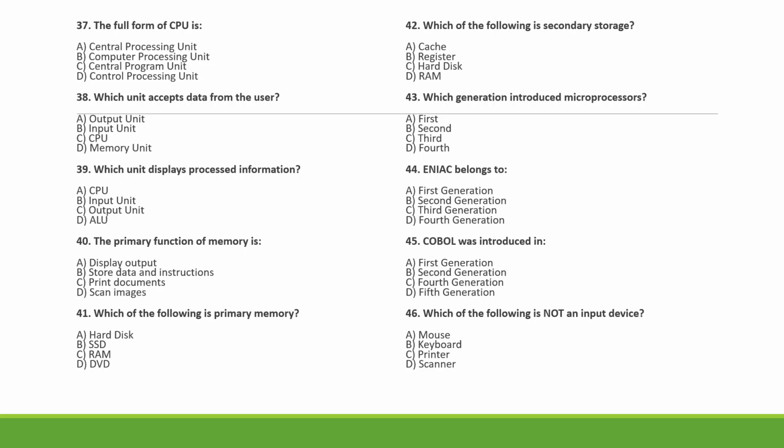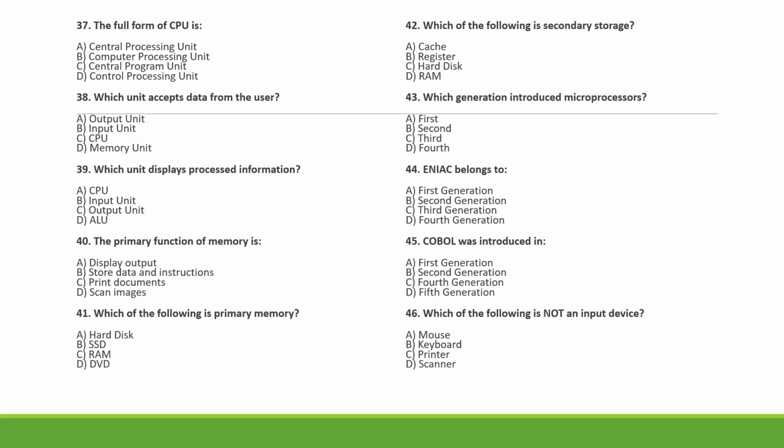ENIAC belongs to first generation of the computer. In the first generation, they introduced some systems: ENIAC, EDVAC, and UNIVAC. Here correct answer is option A. COBOL was introduced in second generation of the computer. In the second generation, COBOL language was introduced. The correct answer is option B.